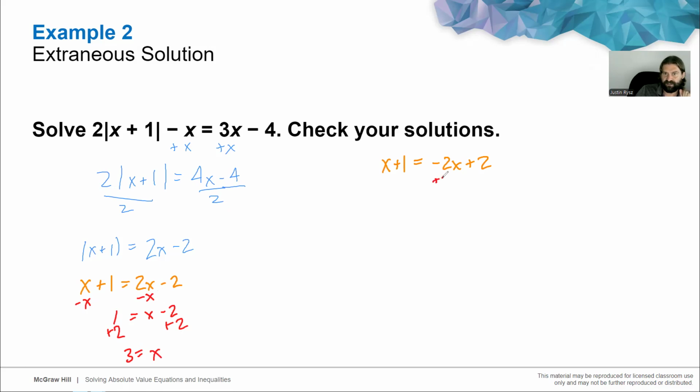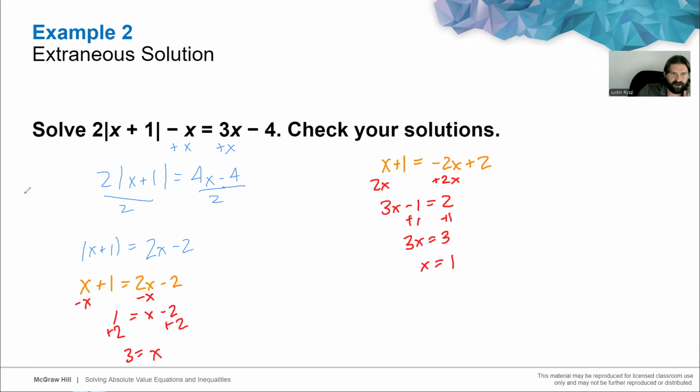Now over here, I'm going to add the 2x over because that's smaller. 3x minus 1 is equal to 2. Minus the 1, or add the 1. 3x would equal 3. Divide, x would equal 1.